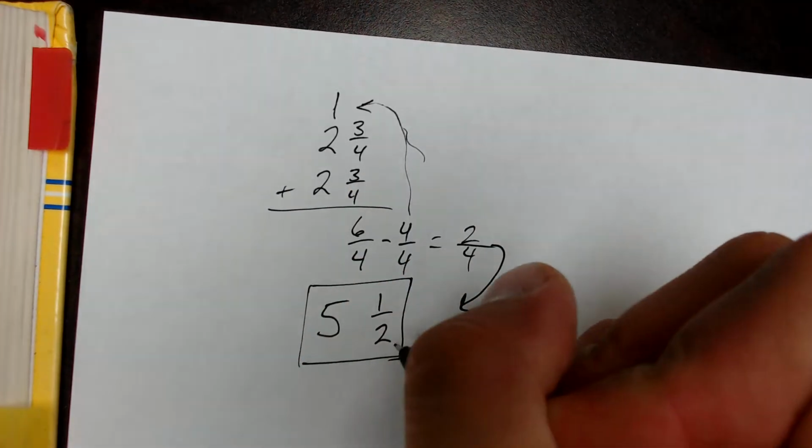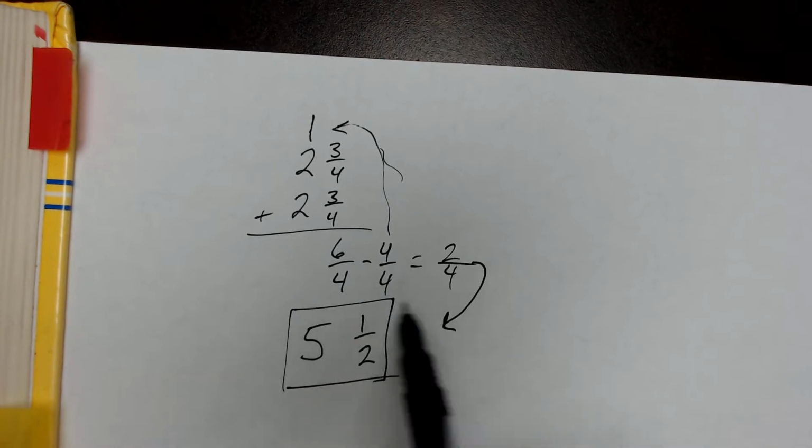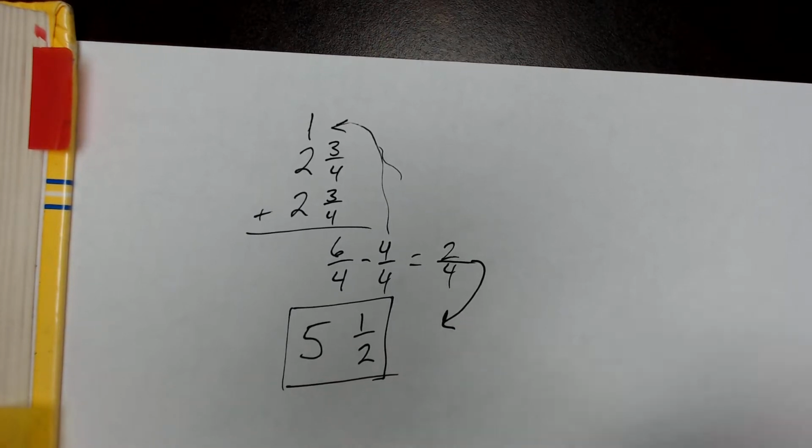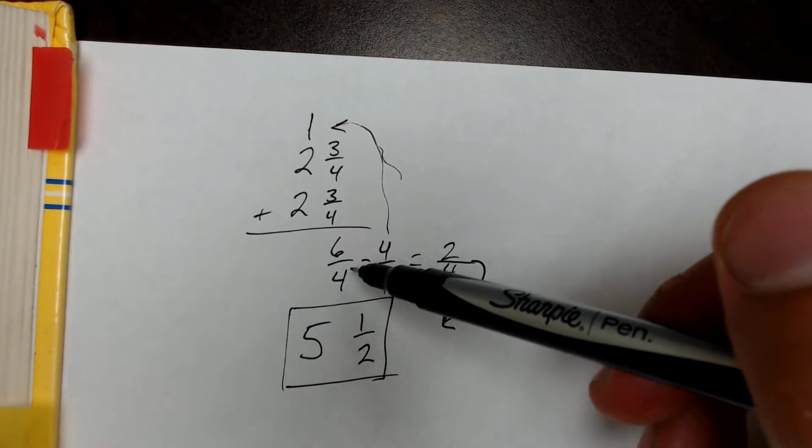Some of you may be thinking, okay, that's great, I've got it. Some of you are thinking, Mr. Cleveland, you did that way too fast. I don't even know what happened here. So I'll go back and I'll slow it down. What happened here is we saw that 6/4 was larger than 1.